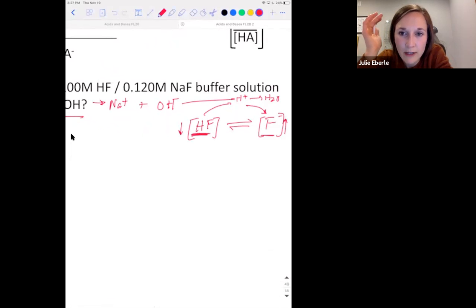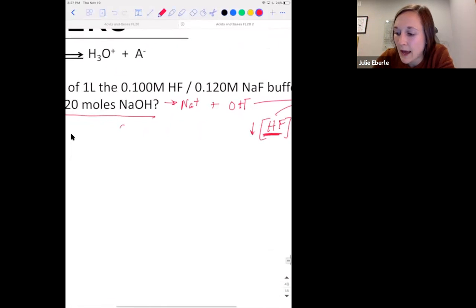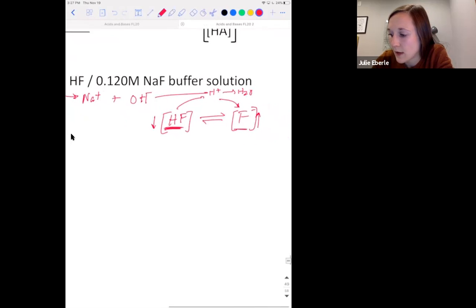The way I like to remember this is when you add base, you add base.